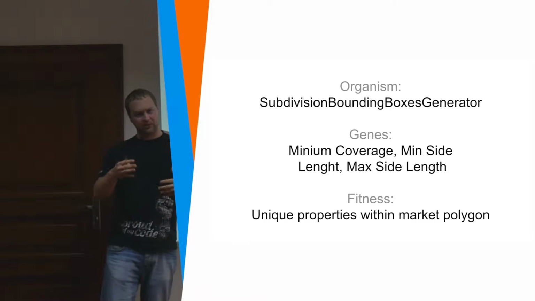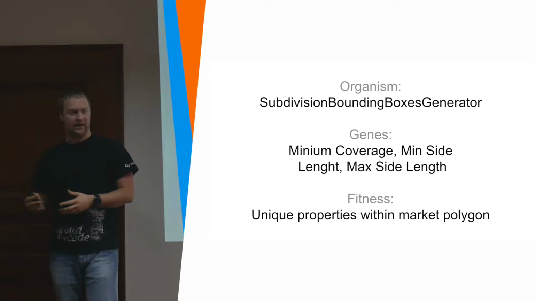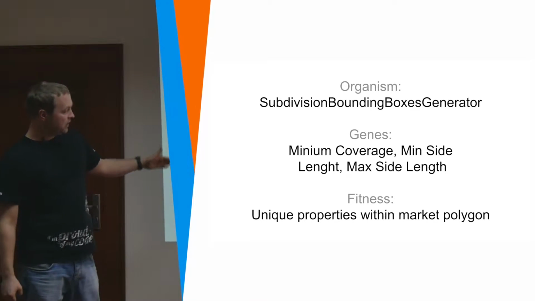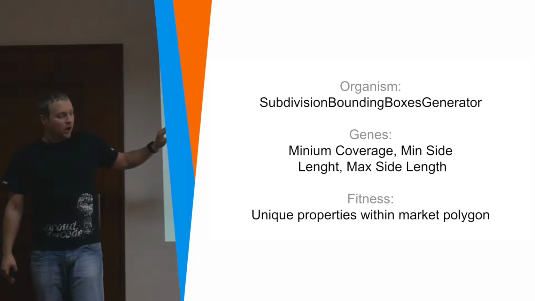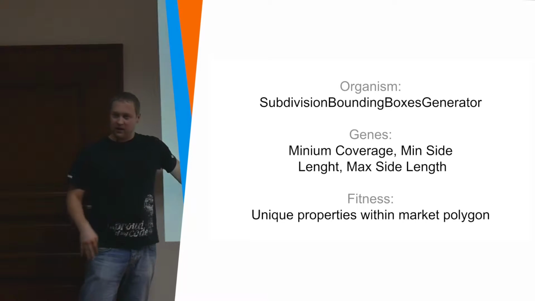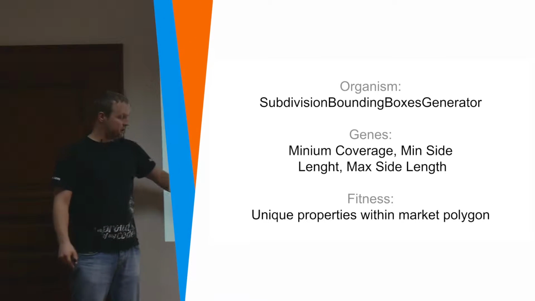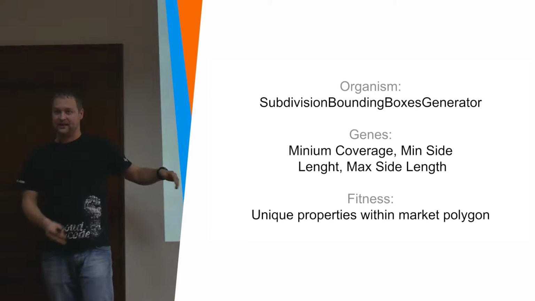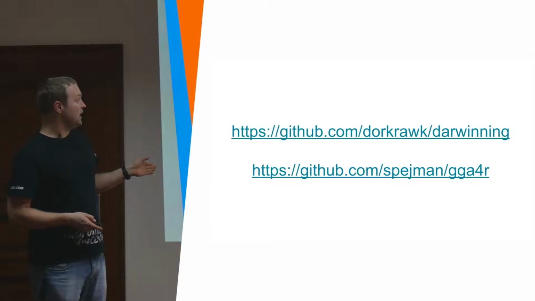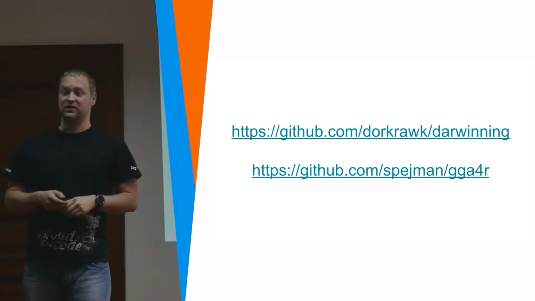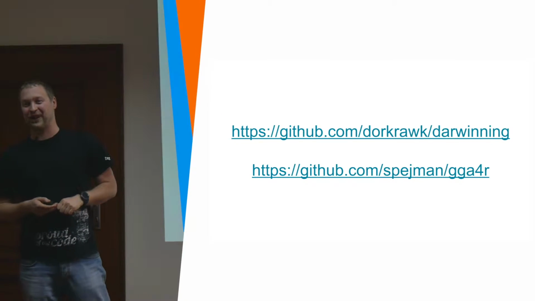The first one, this aspect ratio controlling one, is not that important in our case. And the fitness will be measured by unique properties within market polygon, those green stars that we have seen. We could have calculated it based on a couple of other metrics, but this is the most important one. We don't want it to be less than the original one, so we have decided that we'll use just this one. So now there was a short research related to what library we should use.